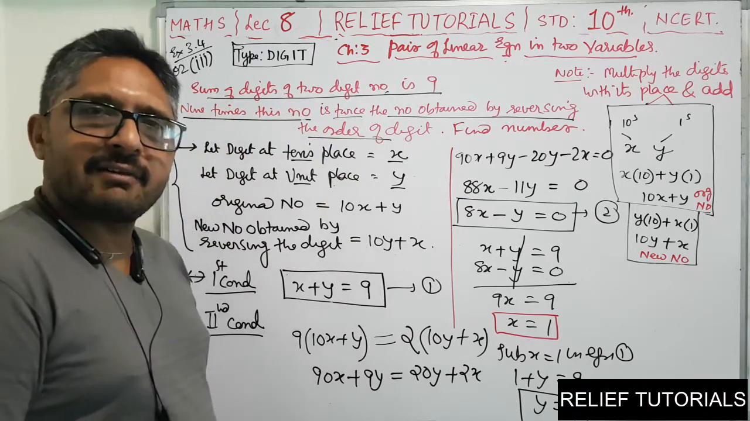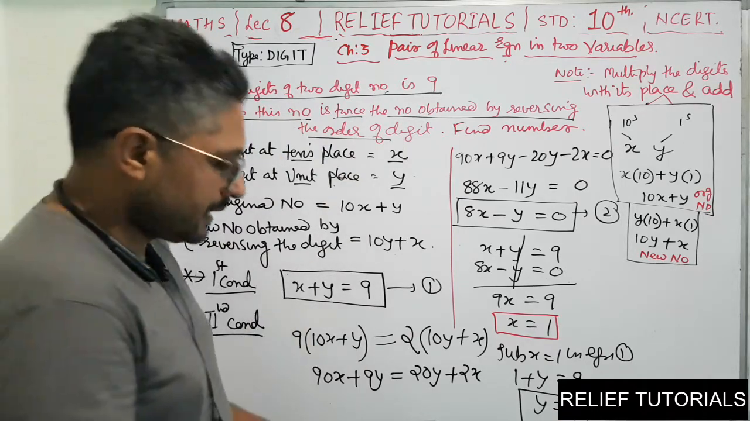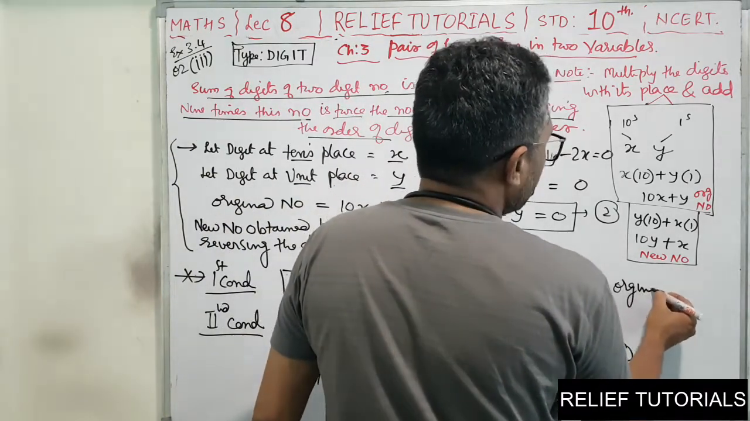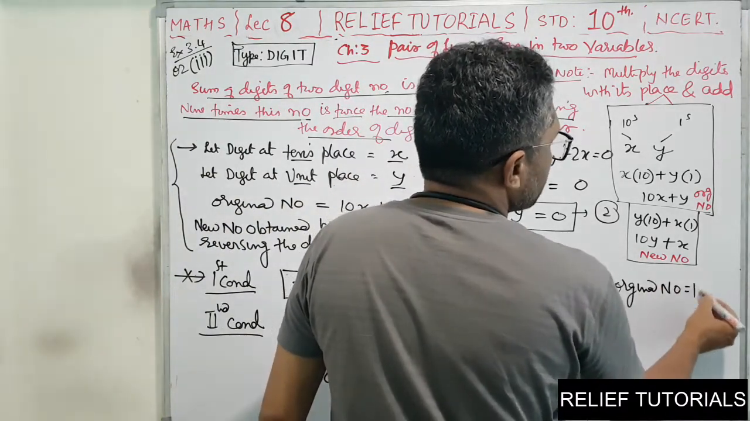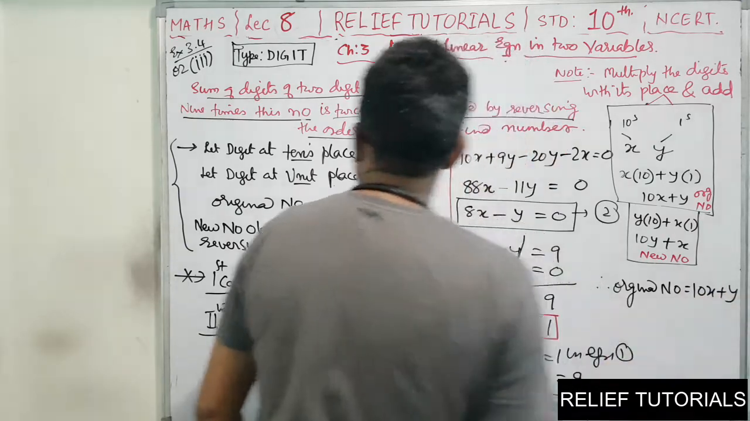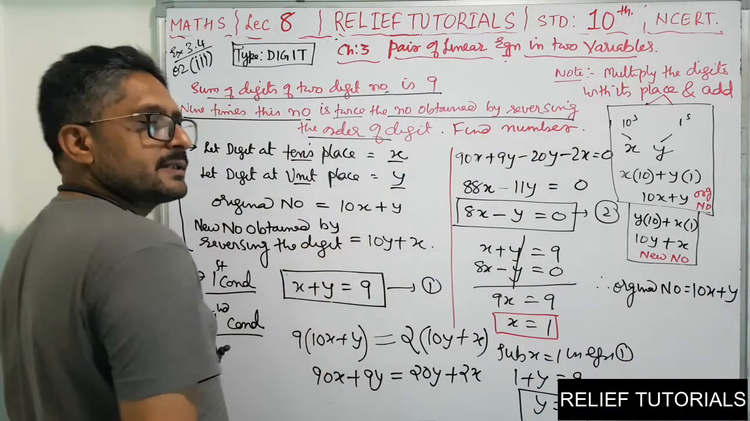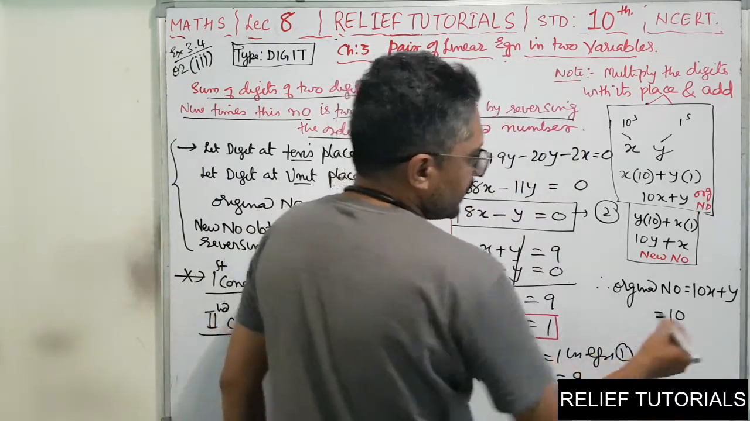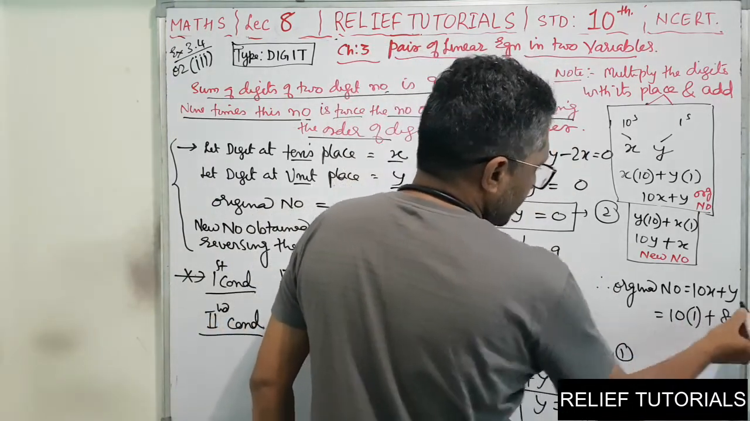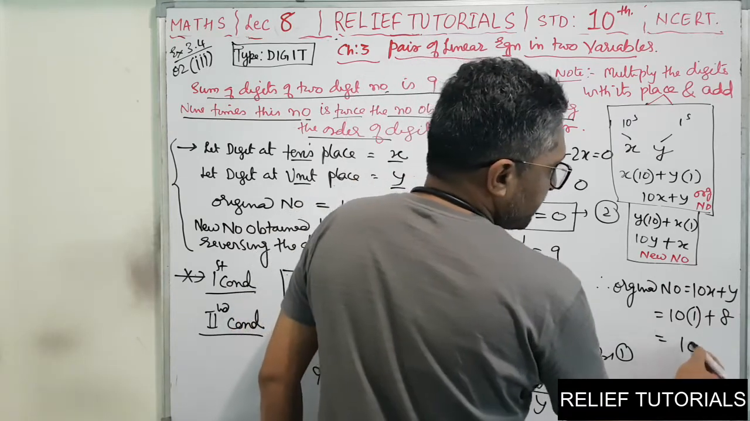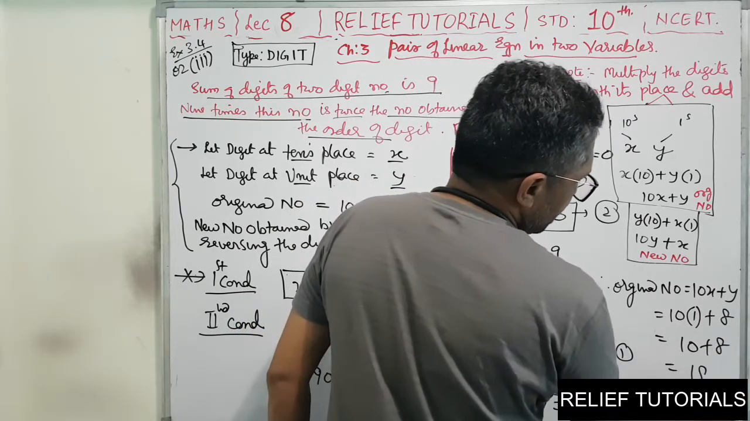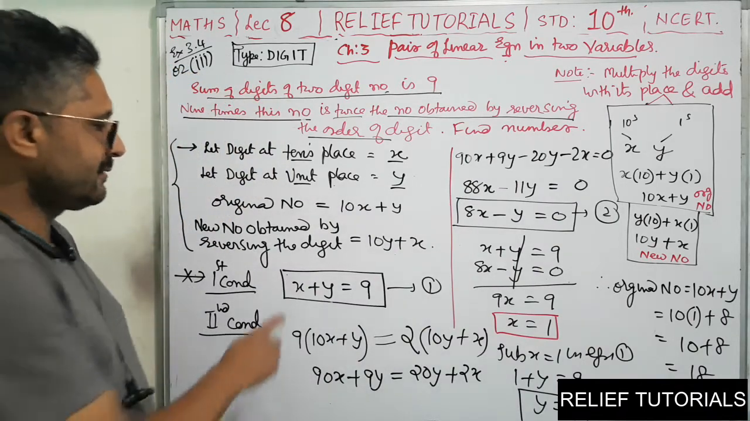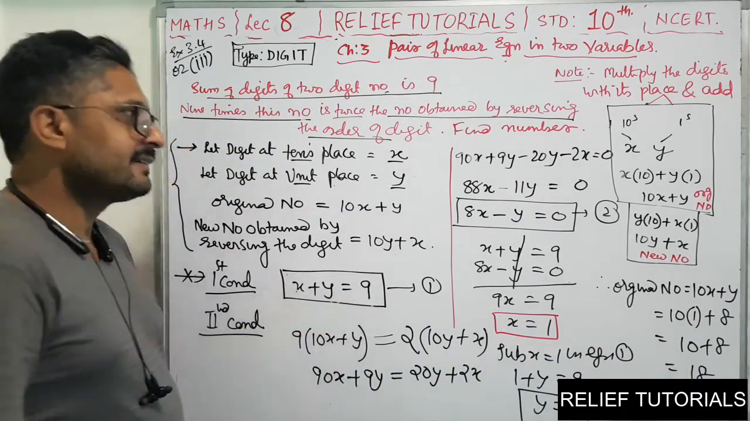Okay, so we got x and y. Now you have to obtain the original number. Therefore, the original number is 10x plus y. This is the case. Original number is 10x plus y, so that is equal to 10 into x, x is 1, plus y, that is 8. So 10 plus 8 is equal to 18, which is our original number. Here, see, 1 plus 8, the sum of digits, is 9.